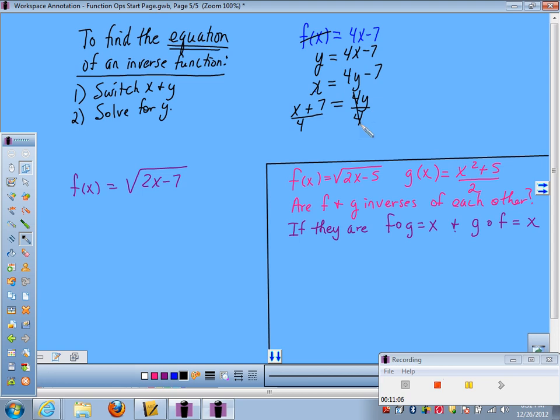What I would like you to do at the end then is change it back to the symbol for inverse and say, hey, my inverse function is really the function x plus 7 over 4. You have found the inverse. That's sweet and simple.